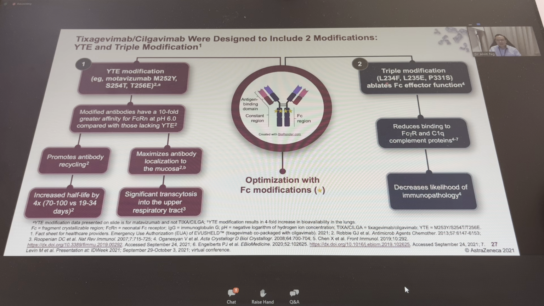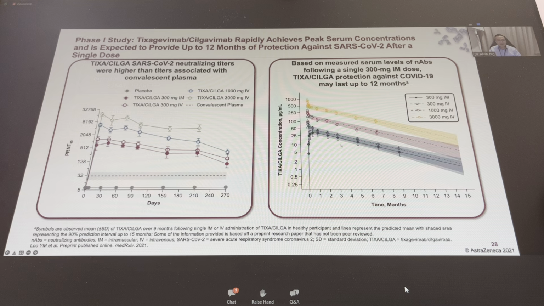The triple modification, which is the L234F, L235E, and P331S, ablates the Fc effector function. It reduces the binding of the Fc gamma receptor and C1q complement proteins, therefore decreasing the likelihood of immunopathology, therefore making it more likely to neutralize the COVID virus. And both of these optimize the Evusheld treatment and its effectiveness against the SARS-CoV-2 virus.